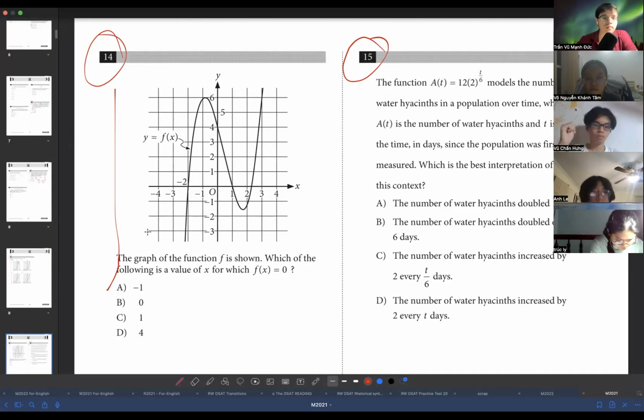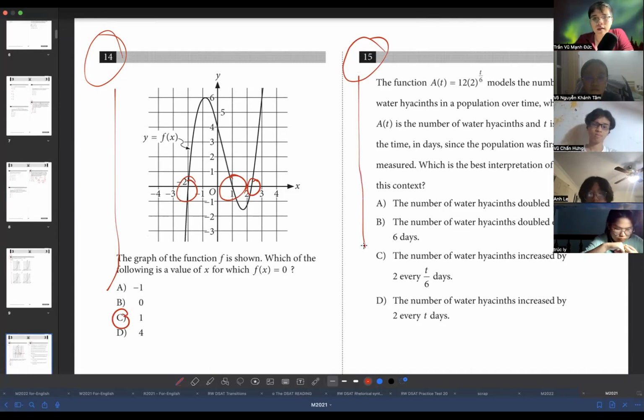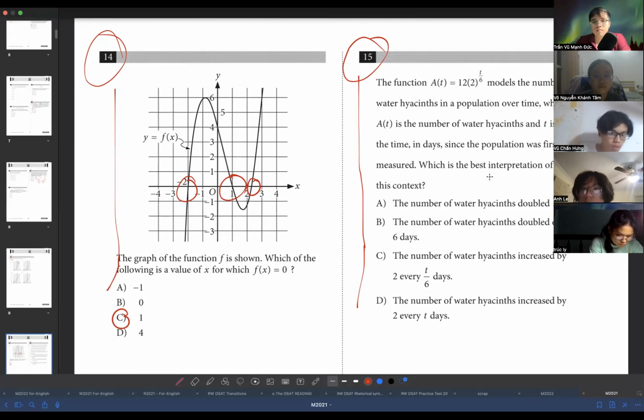C. C, exactly. This one is either -2 or -1 or some 2 point something, but they're giving us C. All right, cool. How about 15? You do it also. This is kind of new, so take your time.